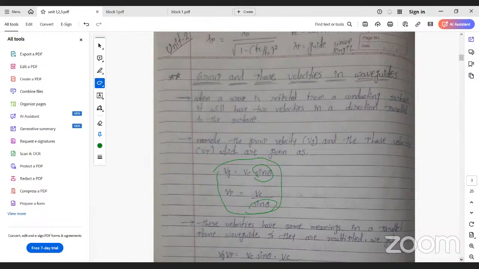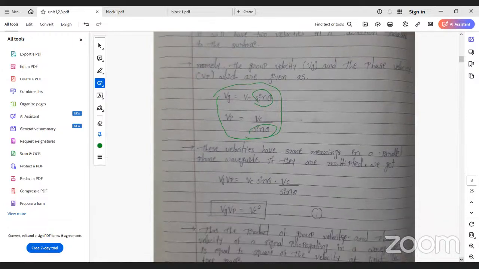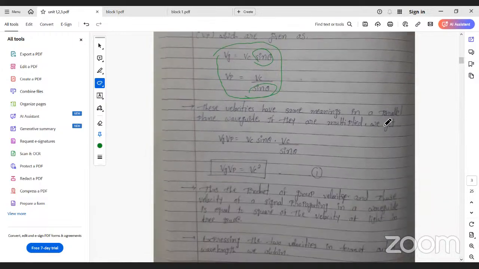Now I am taking the product of the two in the parallel plane waveguide. If these two are multiplied, it is the product of Vg into Vp. And in Vg into Vp, what happens? Sin theta will be cancelled. And what will we get? Vc square. So Vg into Vp equal to Vc square.